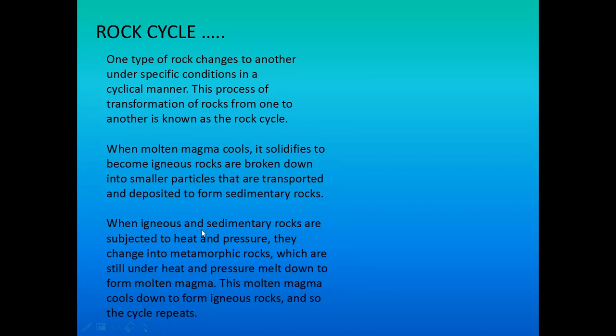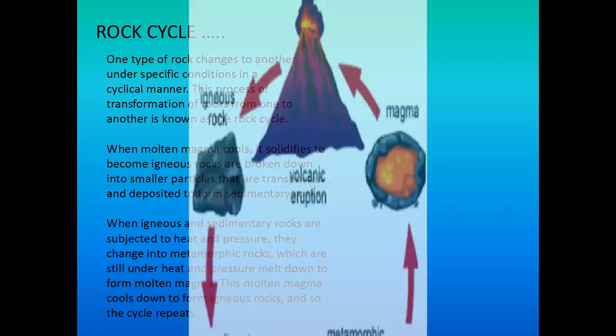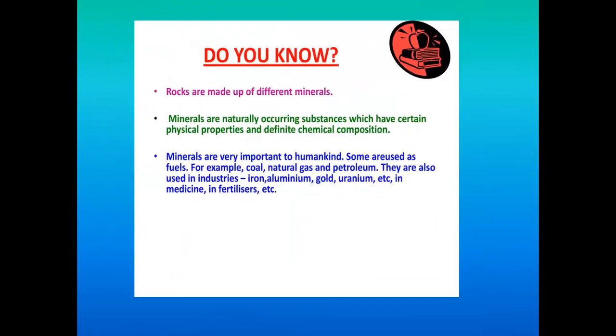When igneous and sedimentary rocks are subjected to heat and pressure, because of the heat and pressure, they change into metamorphic rock, which, if still under heat and pressure, melts down to form molten magma. This molten magma cools down to form igneous rocks, and so the cycle repeats. This cycle works continuously and keeps repeating. That is known as the rock cycle.